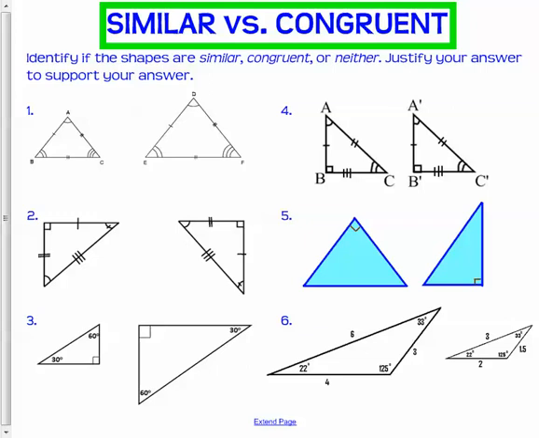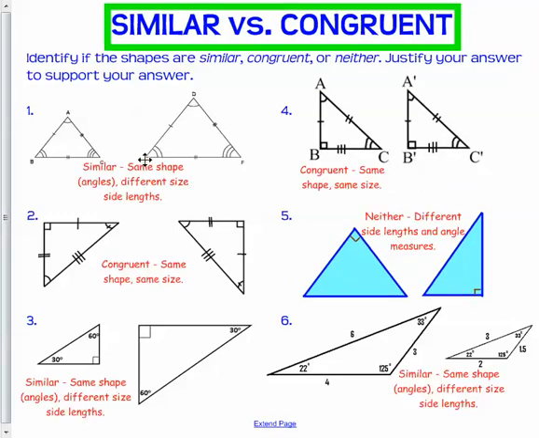All right, so here's what I did. In number 1, they are similar. They have the exact same shape. All the angles pair up together, they correspond, but if you look, they're different sizes. Okay, so they are similar, not congruent.